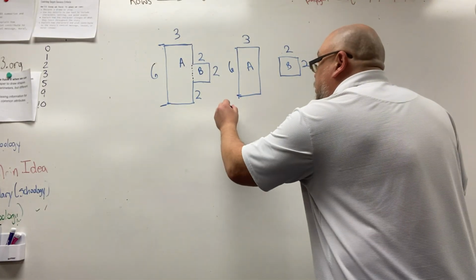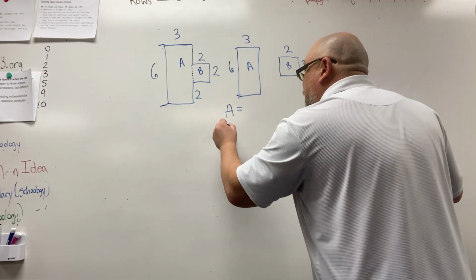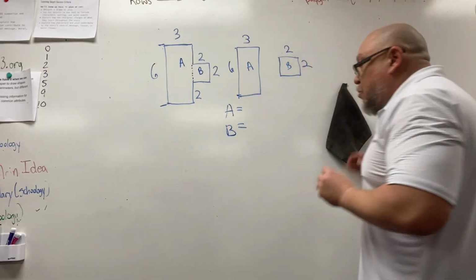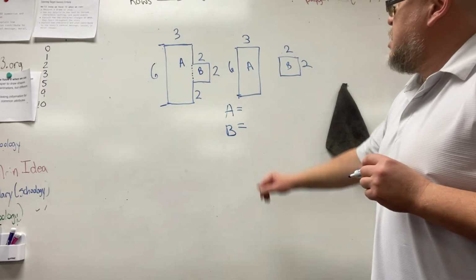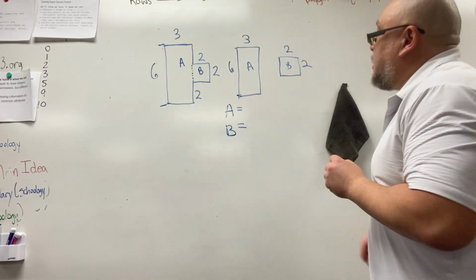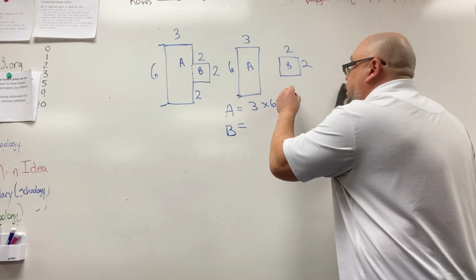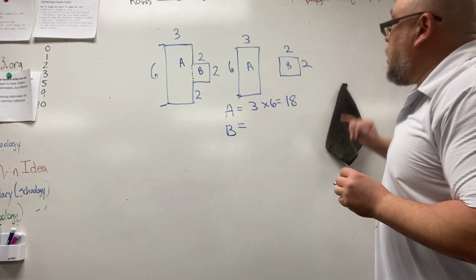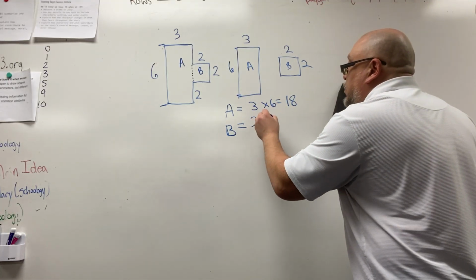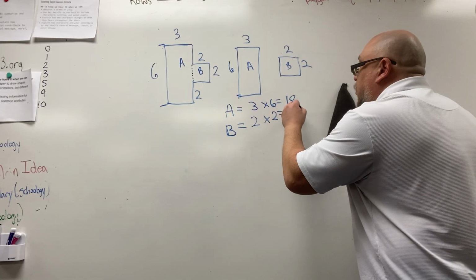Our next step is to write it down, A shape and B shape, and multiply the length and the width. So I'm looking at shape A, and I can see that it's going to be 3 times 6, which equals 18. I look at shape B, and I can see that it's going to be 2 times 2 equals 4.